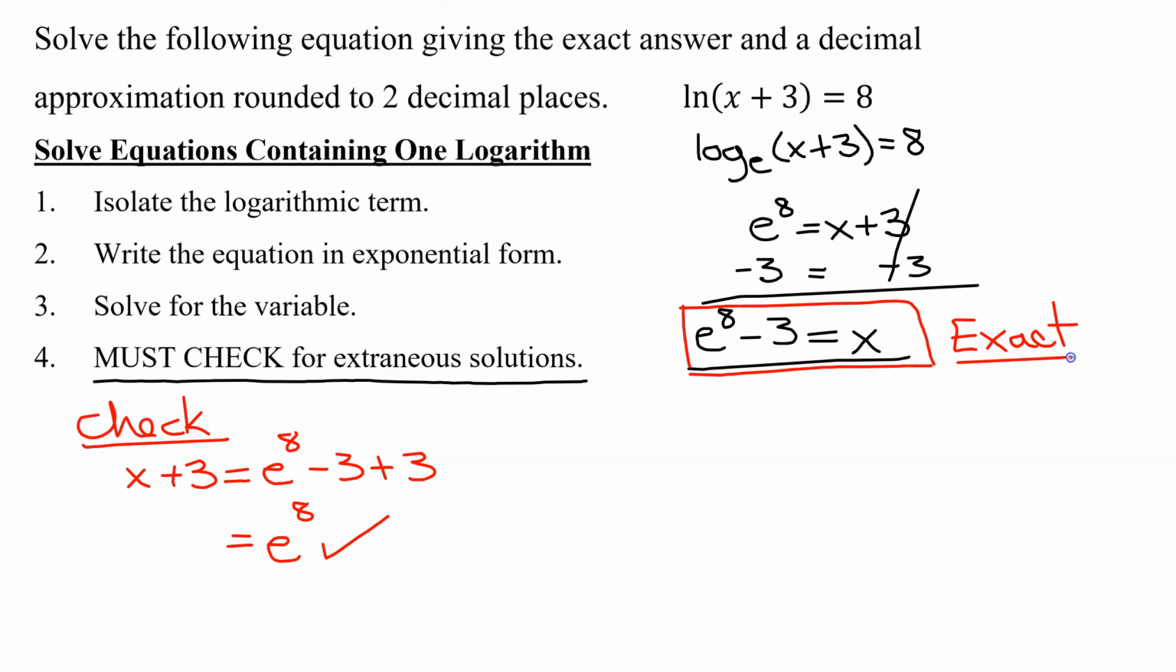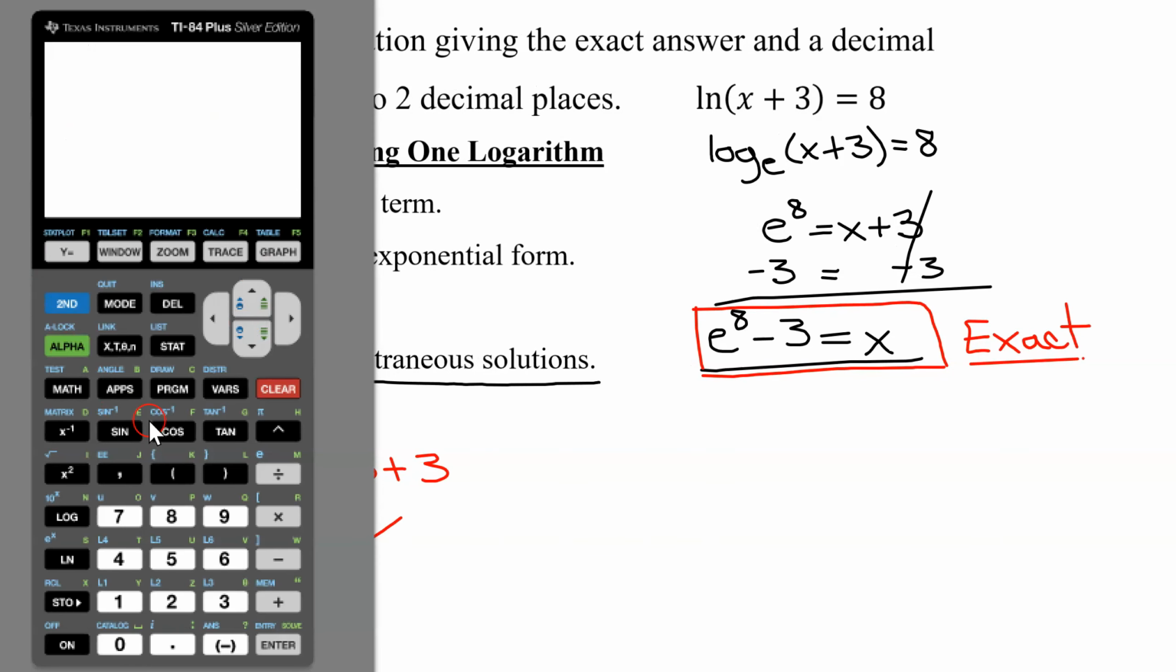I now need to get out my calculator to find the approximate solution. Here's my calculator, and I need to get a decimal approximation for e to the 8th minus 3. E is above the natural log key. It's here in blue, so I have to hit second natural log.